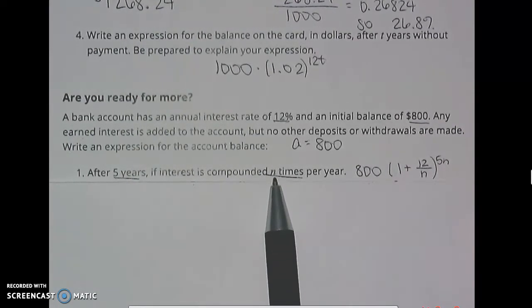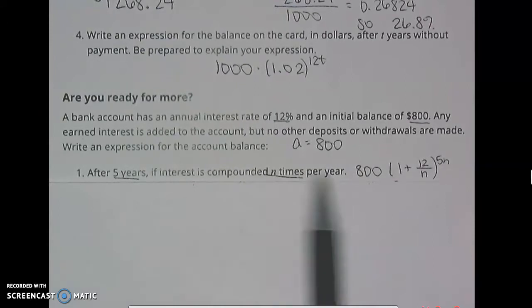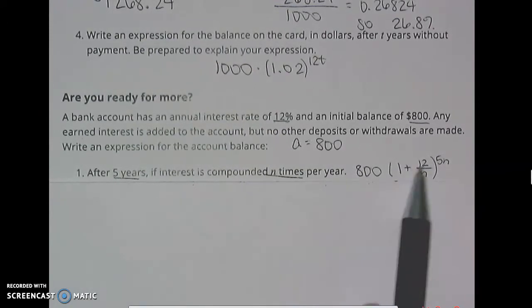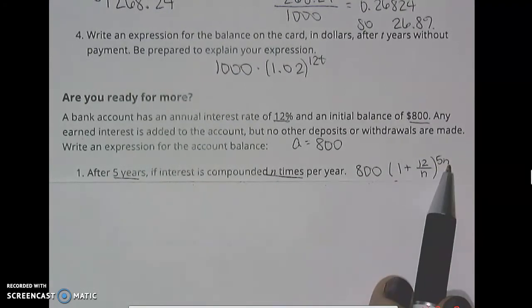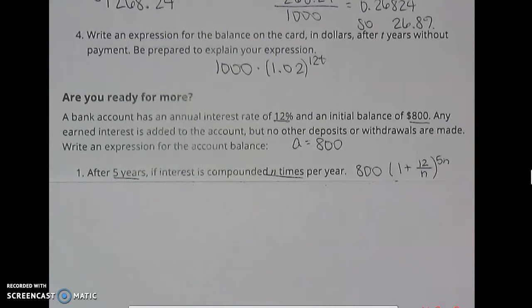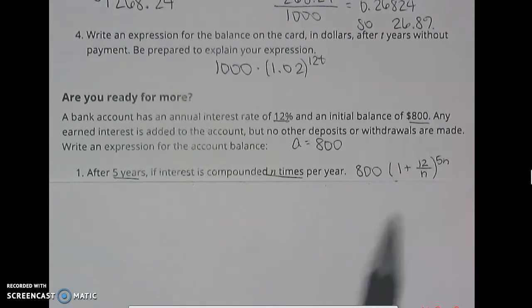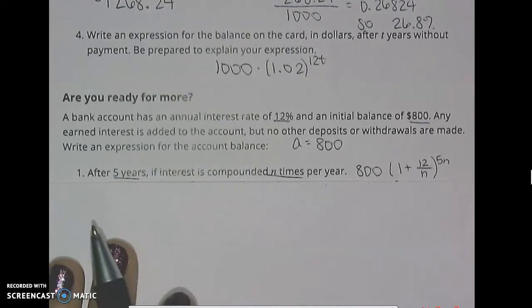Here, we don't know exactly how many times it's being calculated for the year, but we will take 1 and add to it that 12% divided by the number of times that we actually calculate the interest. Okay, that would give us some sort of number that we're going to take to the 5n power. Why is it 5n? Well, we need to multiply 5 years by n number of times that it's being calculated. When it was monthly up above, then we took the number of years and multiplied it by 12. Okay, so it's going to depend on how often you're calculating that interest.